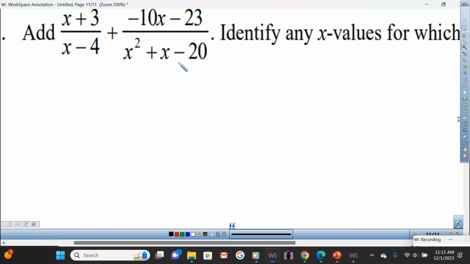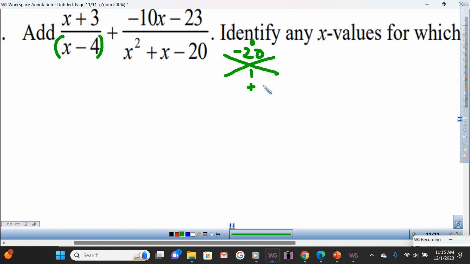Do we have a common denominator here? No. So we need to factor. So look up. Can we factor this first denominator anymore? No, I just leave it in parentheses. Can we factor the second denominator? Yes. We got negative 20. And this one is an invisible 1.